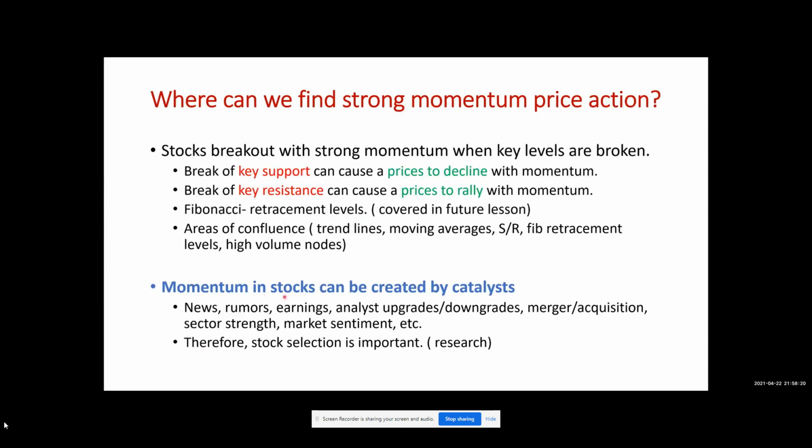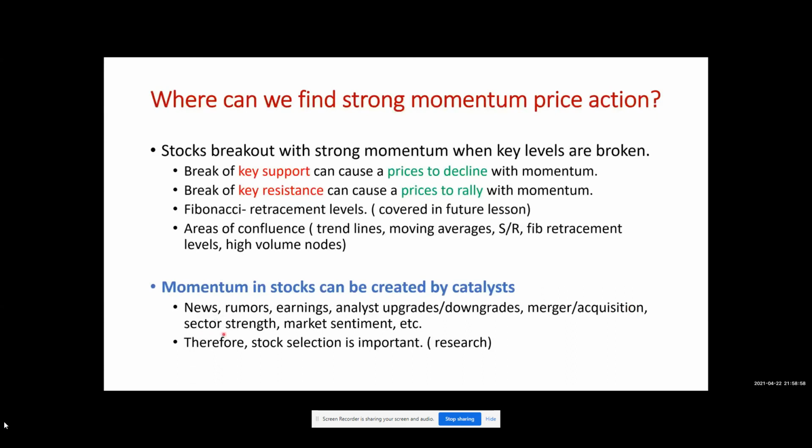That said, momentum in stocks can also be created by a catalyst. What is a catalyst? A catalyst is something that causes the stock price to move. It can be any kind of news, or something that causes buzz, something that causes a lot of buyers and sellers to be interested in the stock. It can be news, a rumor, earnings, analyst upgrades and downgrades, those guys always like to manipulate stocks, mergers and acquisitions, that can also cause crazy price action, and sector strength.